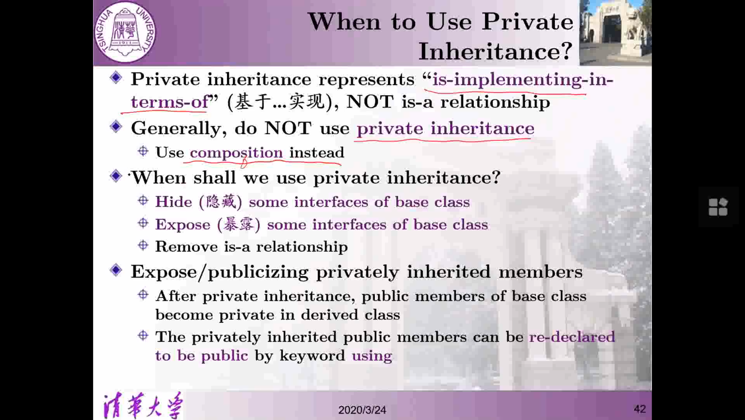And sometimes, if we really want to use private inheritance, we may think of this. Sometimes we may hide some interfaces of the base class. By default, we will hide the interfaces of the base class. And if we want to expose some interfaces, then we can have some grammar, this kind of grammar using.